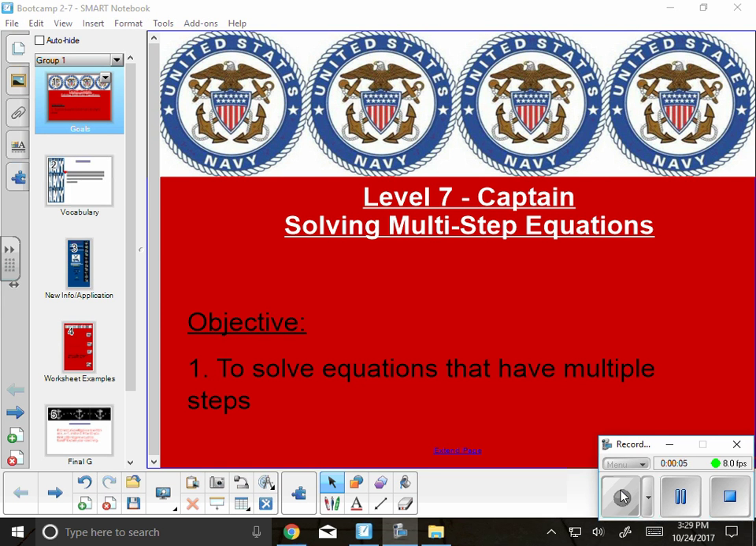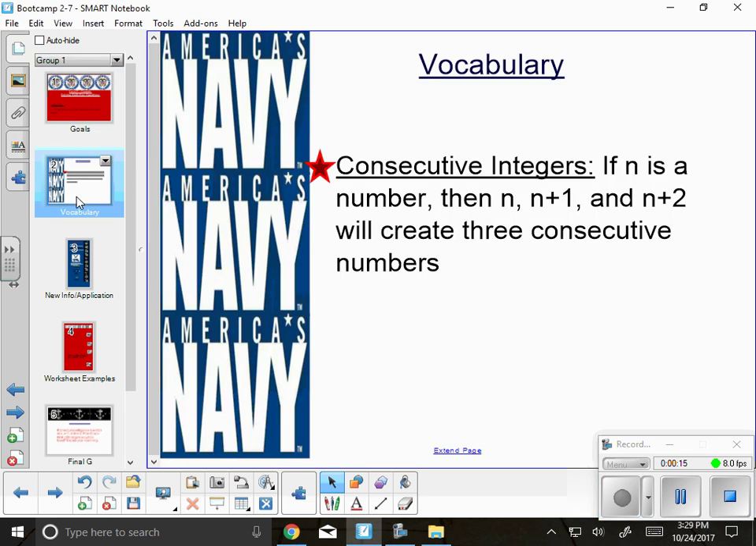So today we're going to be working with solving multi-step equations. The goal for this level is to solve equations that have multiple steps. We're going to start with some vocabulary words. We have just one today. The word is consecutive integers.